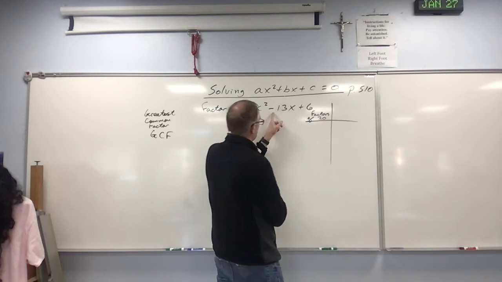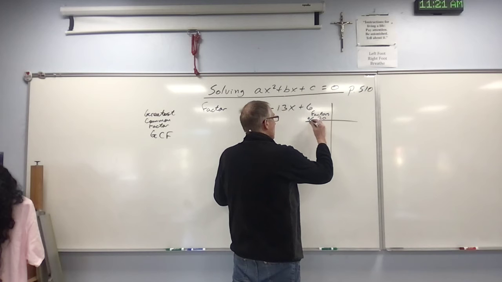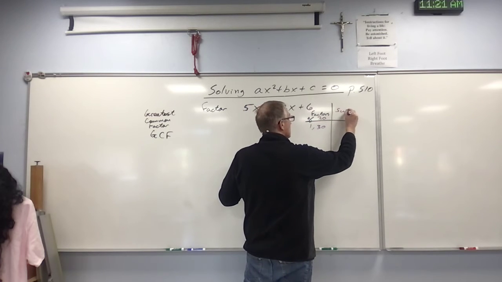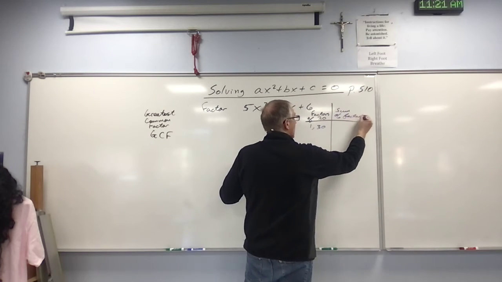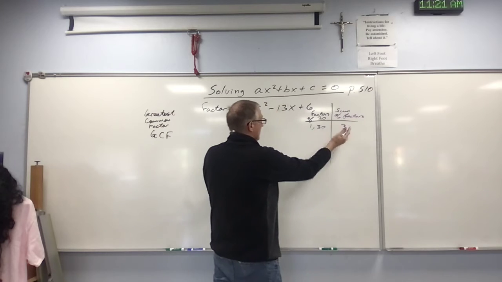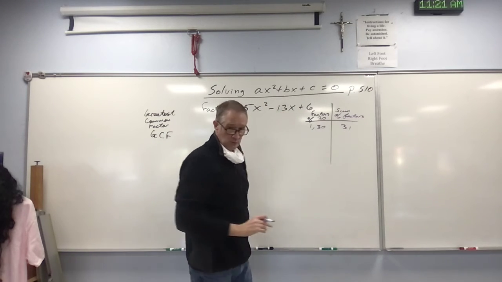By the way, these have to be negative. I can see that in a second. But you can do 1 and 30. And what's the sum of the factors? You add 1 and 30, you get 31. I'm looking for negative 13. That's my goal here.